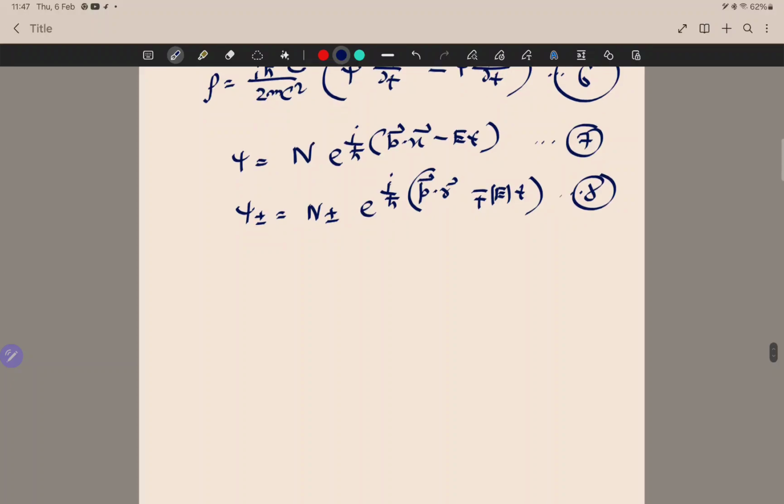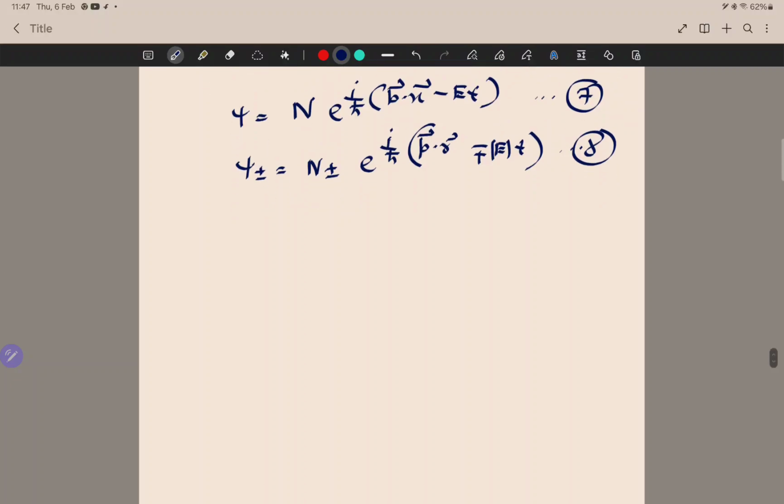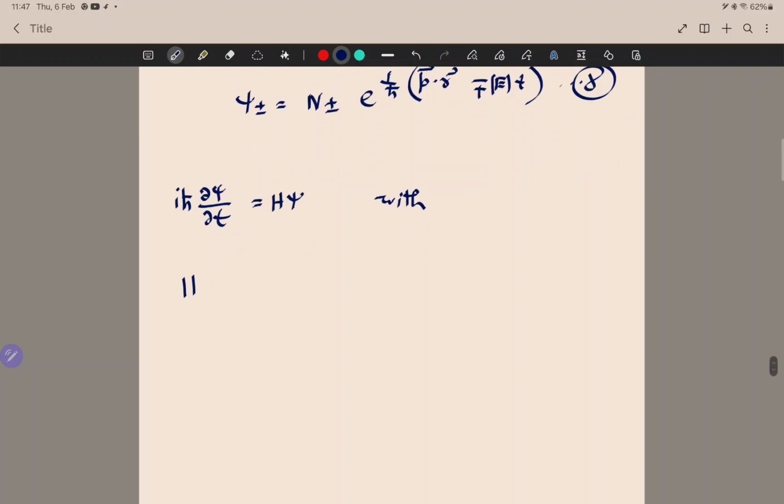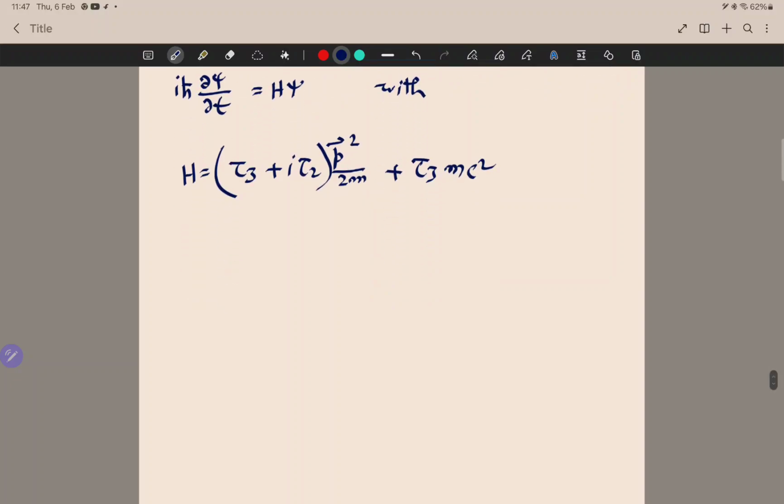One can express the Klein-Gordon equation in Schrödinger form as i h bar del psi by del t equal to H psi, with H equal to (tau 3 plus i tau 2) p squared divided by 2m plus tau 3 m c squared, where tau 1, tau 2, tau 3 are the Pauli matrices. This is equation number 9.